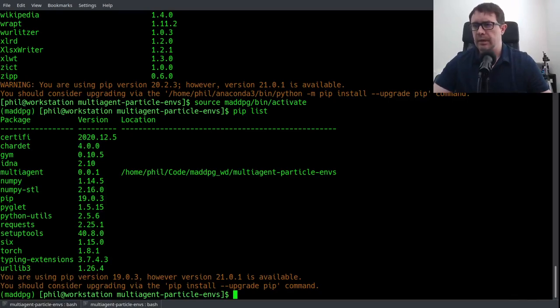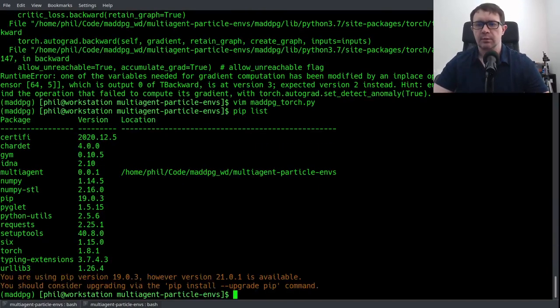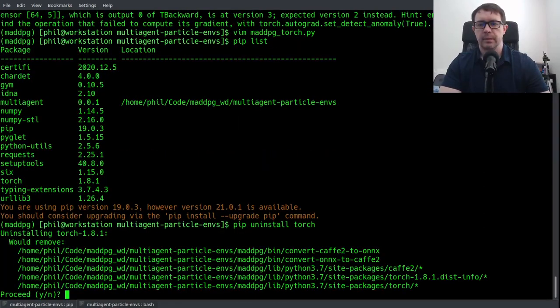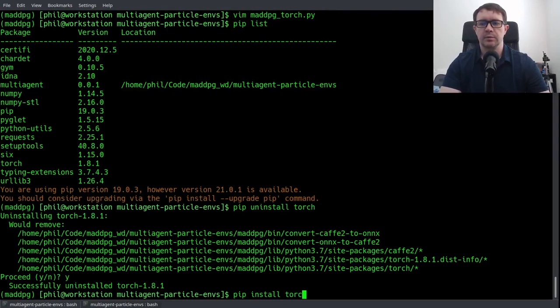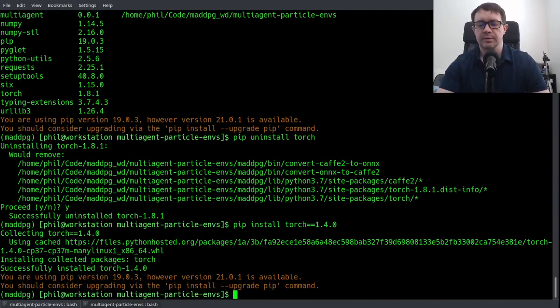Okay, so I went ahead and took a look at the code, and the conclusion I've come to is that perhaps I've done something that has offended PyTorch version 1.8, which is what we are using here. So we do a pip list, we get torch 1.8.1, and in my normal build I'm doing 1.4. The code is otherwise identical, so I don't think I made a mistake. So what we'll do is pip uninstall torch and then do pip install torch equals 1.4.0. All right, so let's try it again.